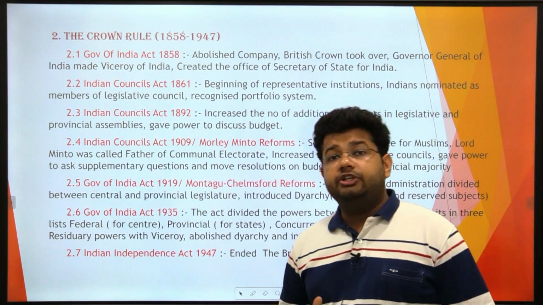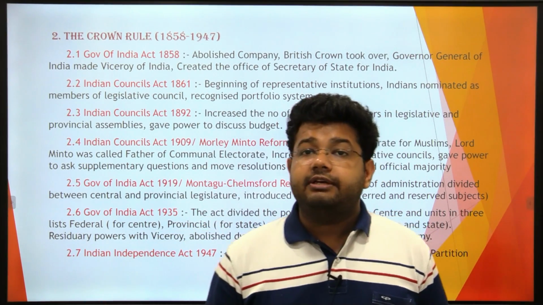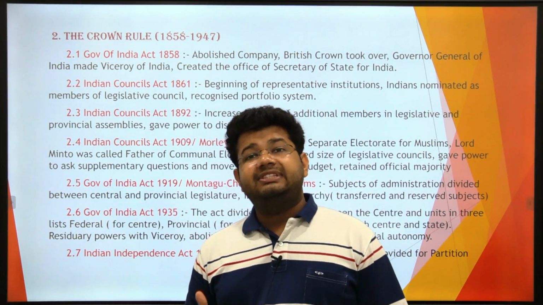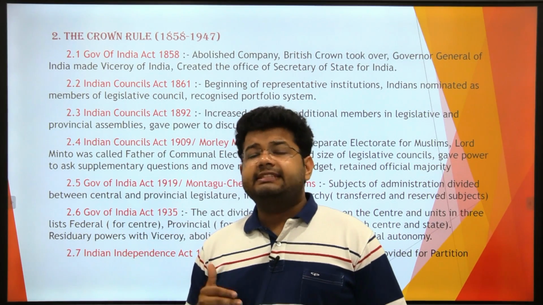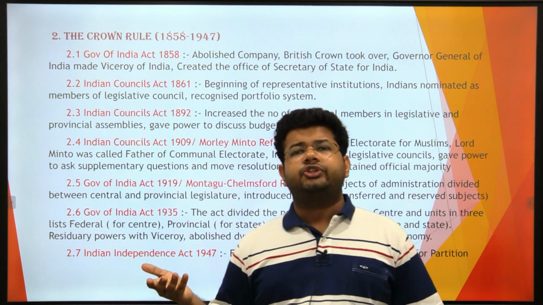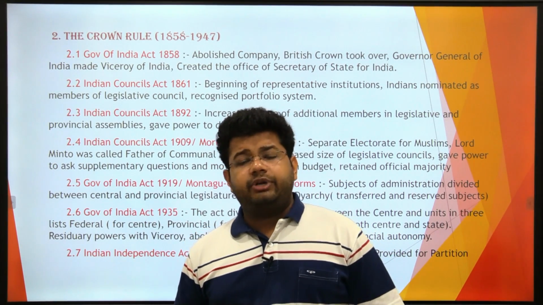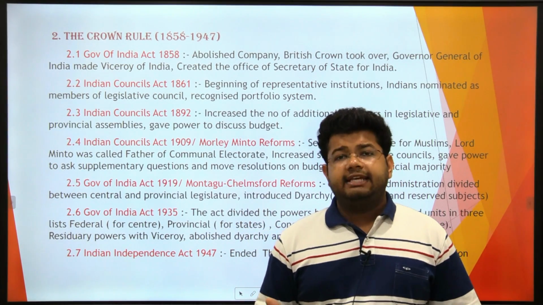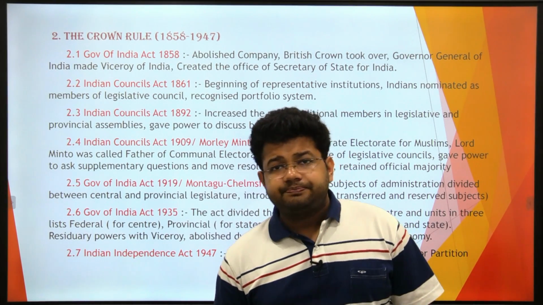The office of Governor General of India was ended and he was made the Viceroy of India, that is, the representative of the Crown in India. An office of Secretary of State for India was created in the British Cabinet. This is like just another minister in our cabinet, like a minister for railways, a minister for Northeast region. In a similar vein, Secretary of State for India was the highest authority to deal with the affairs in India and manage them. He was to be assisted by a 15-member council.